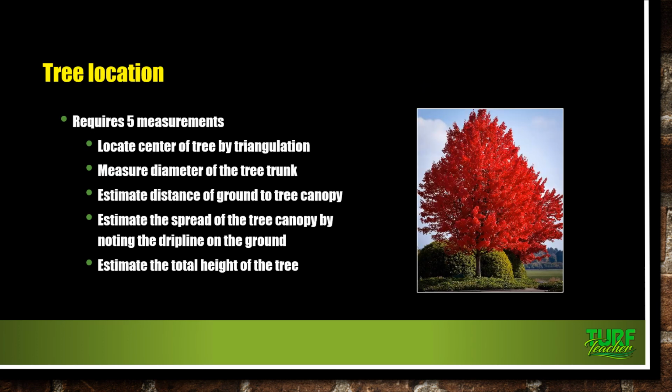Tree location requires 5 measurements. Locate the center of the tree by triangulation. Measure the diameter of the tree trunk. Estimate the distance of the ground to tree canopy. Estimate the spread of the tree canopy by noting the drip line around the ground. Then estimate the total height of the tree.